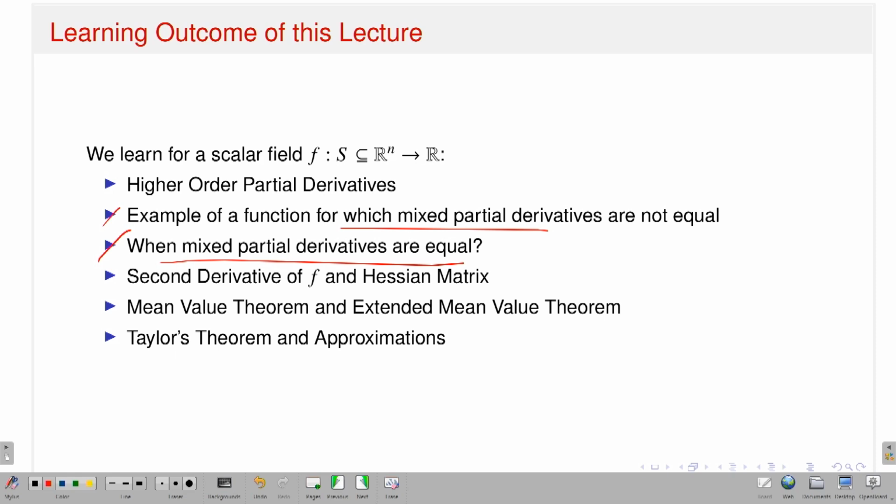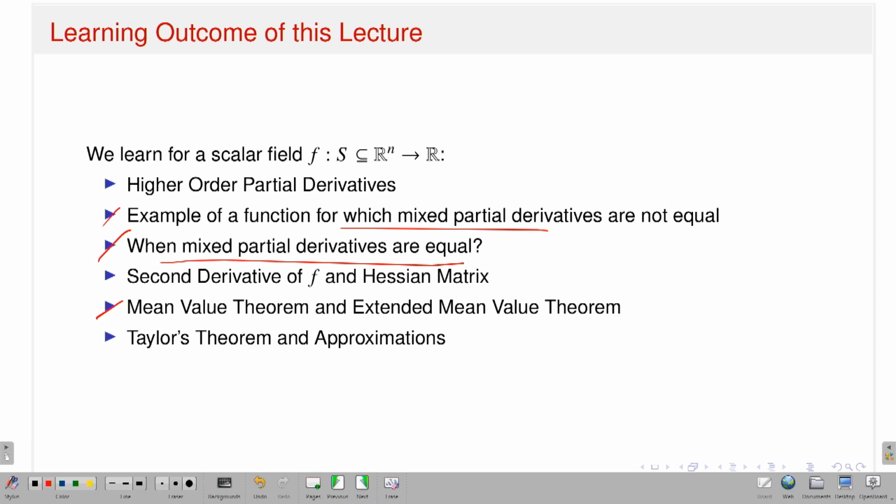And then I will give the notion of the Hessian matrix. In fact, it has something to do with the second derivative of my function f. I will talk about that. And then I will talk about the mean value theorem. Like in real valued functions of a real variable, you are familiar with the concept of the mean value theorem. So, in case of vector valued functions of a vector variable, or say real valued functions of a vector variable, that means a scalar field, is there any notion of a mean value theorem?